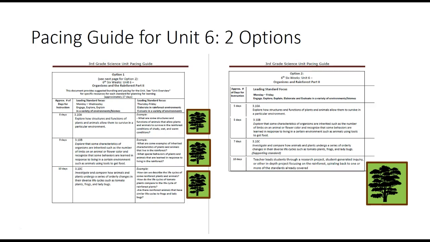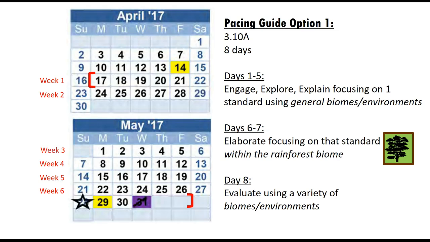Option two compacts all of the content standards into 4 weeks, which opens up a 2-week block for a nice research project. So this is the same pacing guide that was available for last 6 weeks as well. So the structure of it's probably pretty familiar to you.